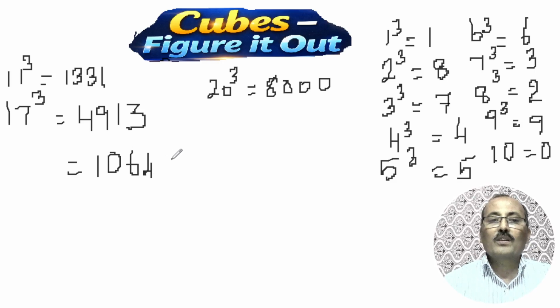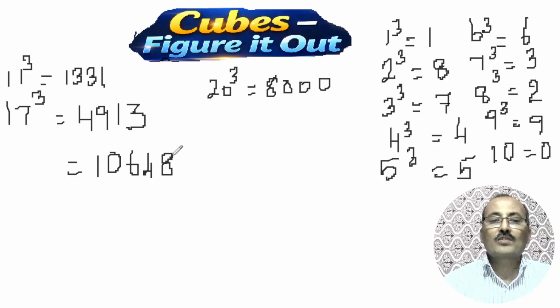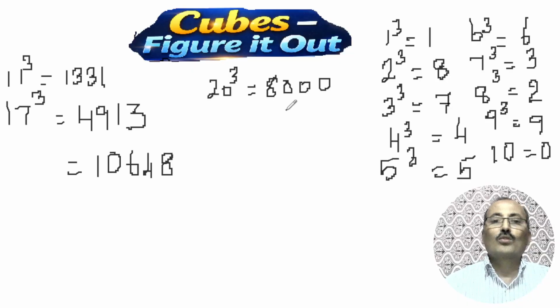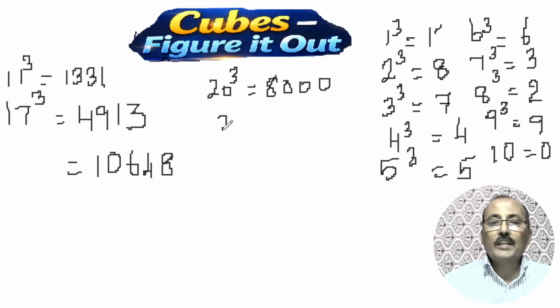Likewise, can you guess for which number 10,648 is the cube? Here I wrote 20 cube equals 8,000. Then what will 21 cube be? 21 ends with 1, so its cube ends with 1.